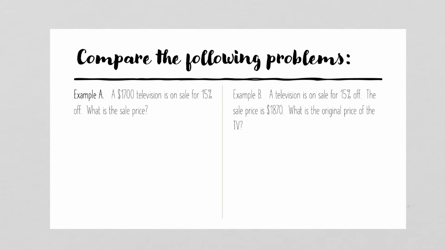And example B says a television is on sale for 15% off. The sale price is $1,870. What is the original price of the TV? Now, in both of these instances, we have a television set, and it's on sale for 15% off. In the first example, our original television price is given, but not the sale price. In the second example, our sale price is given, but not the original price. That makes these two problems just a little different. And in fact, it has a big difference in the way that we solve them.